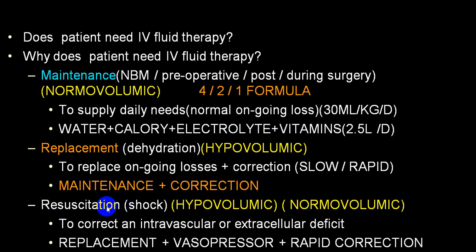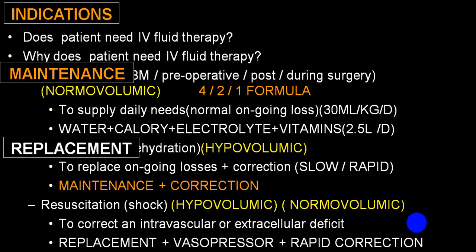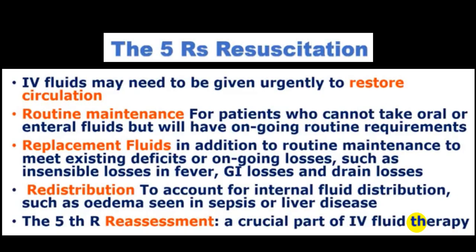While resuscitation is usually in a person who is hypovolemic or normovolemic with a shock stage, and to bring up the blood pressure, you give IV fluids with other drugs. We call that resuscitation. So it is replacement plus vasopressor and rapid correction to reduce the damage to the organs, and that we call resuscitation. So maintenance, replacement, and resuscitation. There are 5 R for resuscitation.